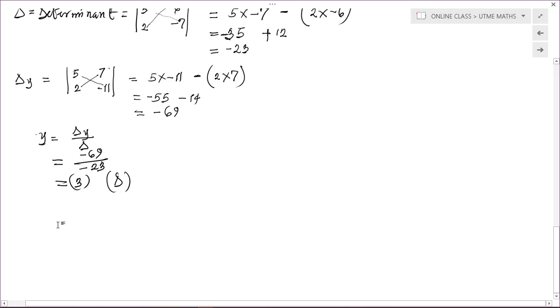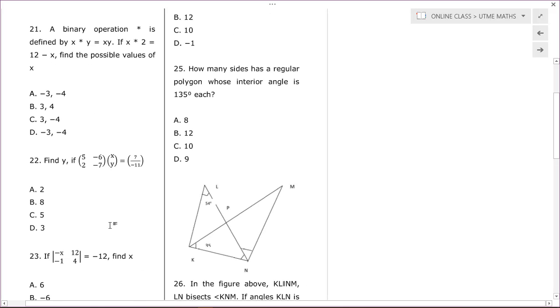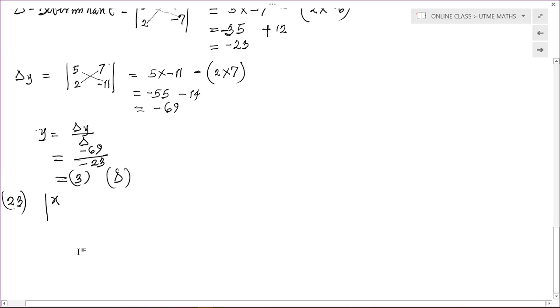So from the question 23 says that we have x, minus x minus 1, 12, 4, minus x minus 1, 12, 4 is equal to minus 12. Find x. So how do we do this?